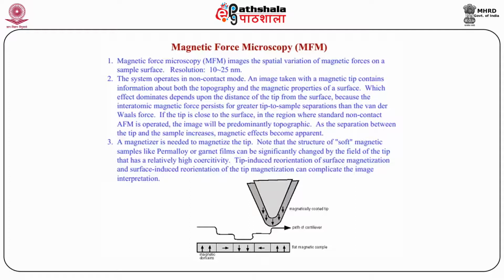A magnetizer is needed to magnetize the tip. Note that the structure of soft magnetic samples like permalloy or garnet films can be significantly changed by the field of a tip that has relatively high coercivity. Tip-induced reorientation of the surface magnetization and surface-induced reorientation of the tip magnetization can complicate the image interpretation.